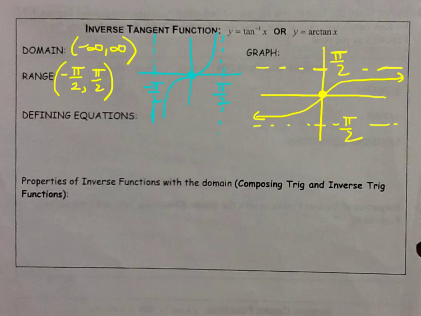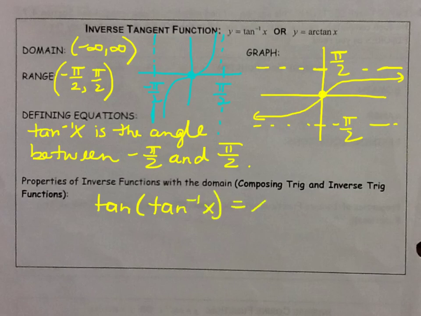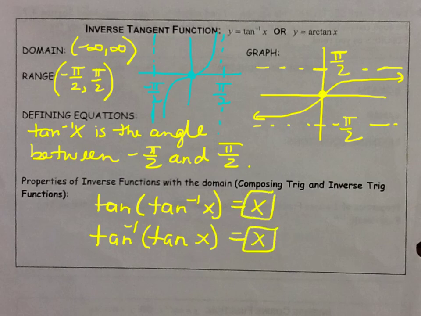All right, defining equations, same idea. Inverse tan is the angle, this time between negative pi over 2 and pi over 2. Okay, pretty important. All right, same properties. Tan and inverse tan undo each other in its simplest form. We'll talk about it later. Inverse tan and tan also undo each other. All right, we'll finish up tomorrow. We'll do some example questions.